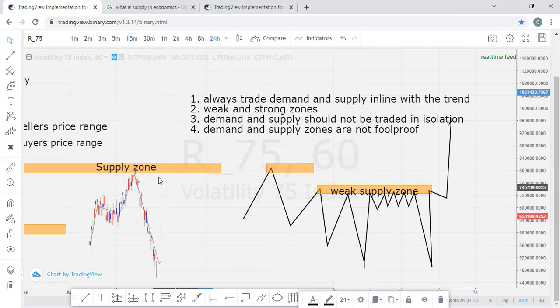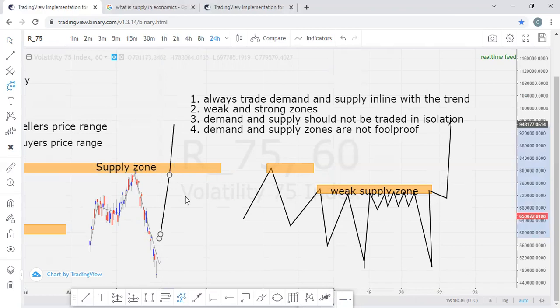I mean, this is the supply zone, and the market comes here. Even though the market is coming to the supply zone, the market rallies up here. If the buyers have more money in this trade than the sellers, it's going to break through. So you should always know that these are not foolproof. That means you shouldn't over-leverage your account for any reason just because you are seeing a supply zone. No, you shouldn't over-leverage your account.